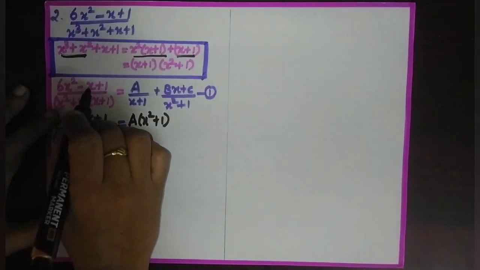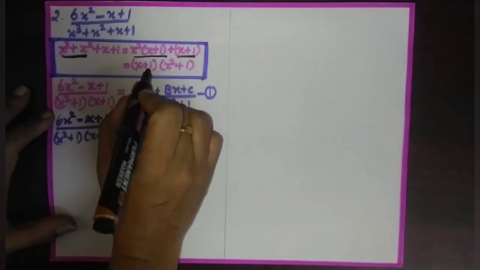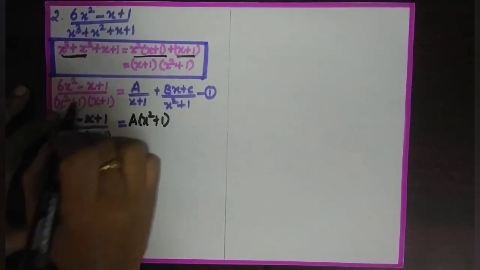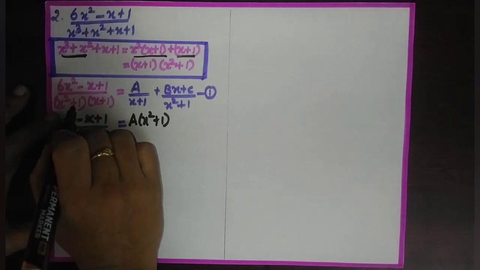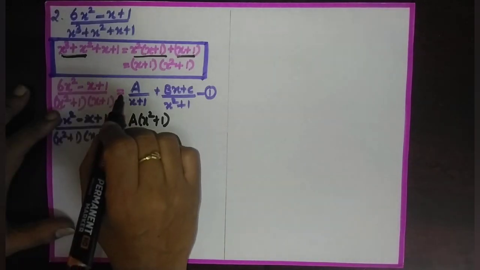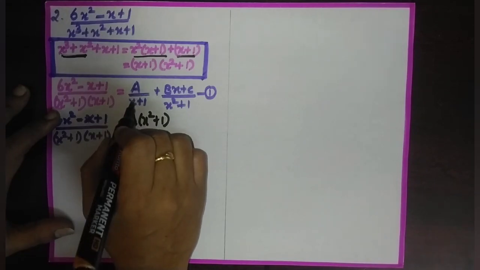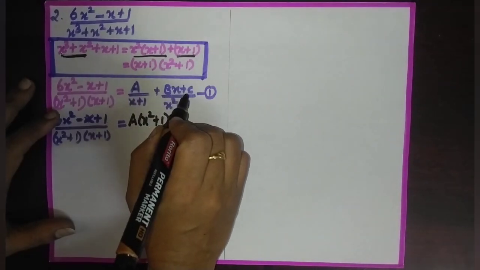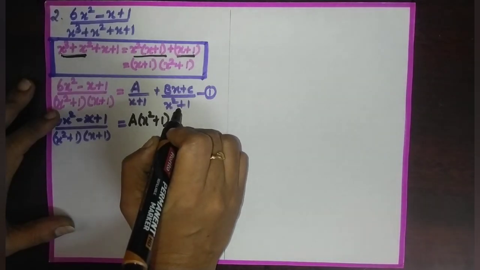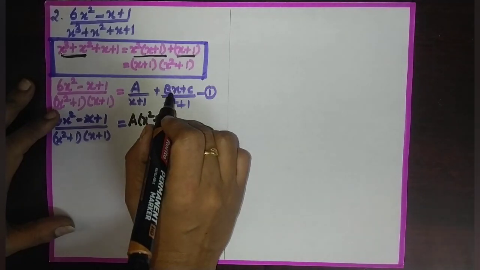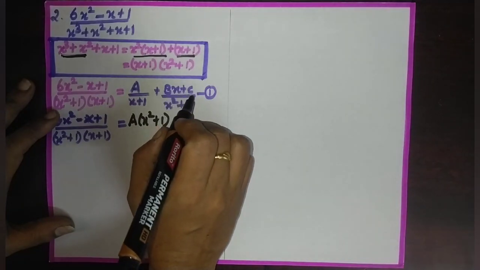6x square minus x plus 1 by x plus 1 into x square plus 1. X square plus 1 is a non-factorizable quadratic equation. The expansion for this case is a by x plus 1 plus bx plus c by x square plus 1. X square plus 1 is a quadratic factor which cannot be factorized. So we need to write in the numerator bx plus c.